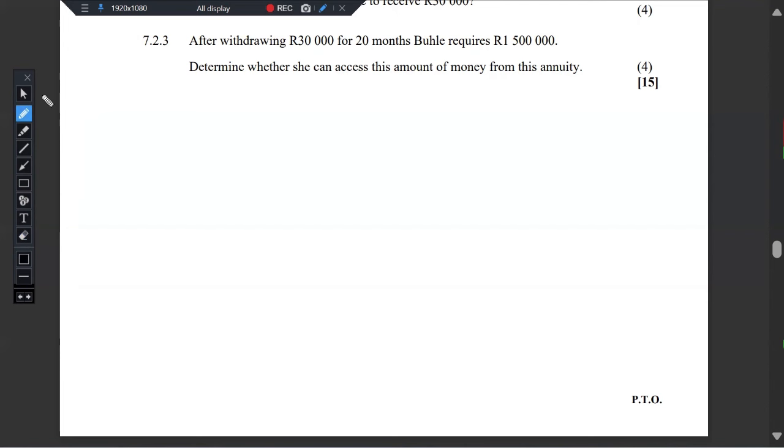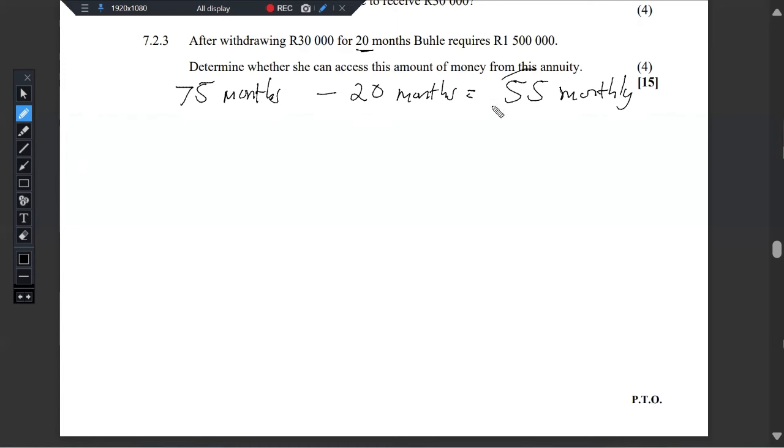So now we are looking at a case whereby now Buhle wants to withdraw 1,500,000 after withdrawing the 30,000 for 20 months. Remember, 30,000 is withdrawn for how many months? 75 months, right? Then she has already withdrawn for 20 months. Now, meaning how many months does she have outstanding? So that's 75 minus 20. We find that she still has 55 monthly installments that she can withdraw from, right? So 55 months outstanding, right?